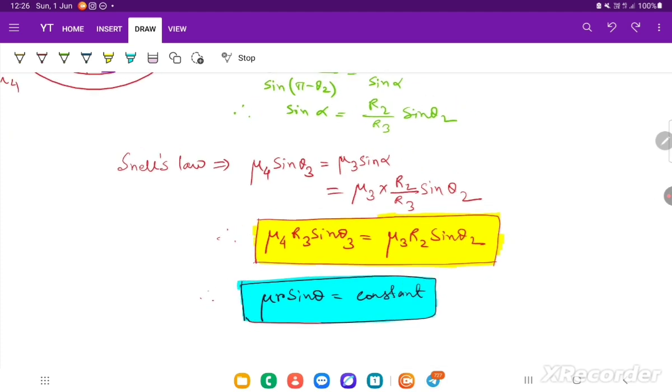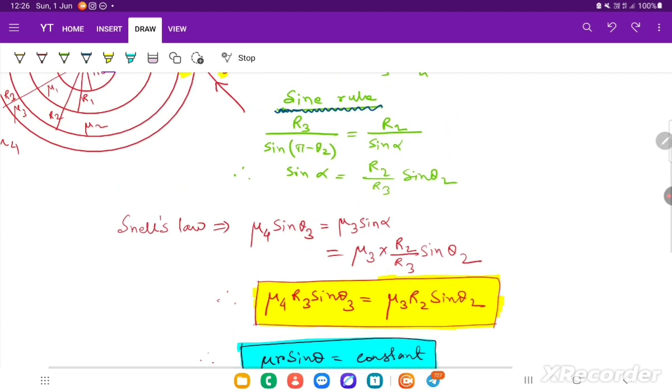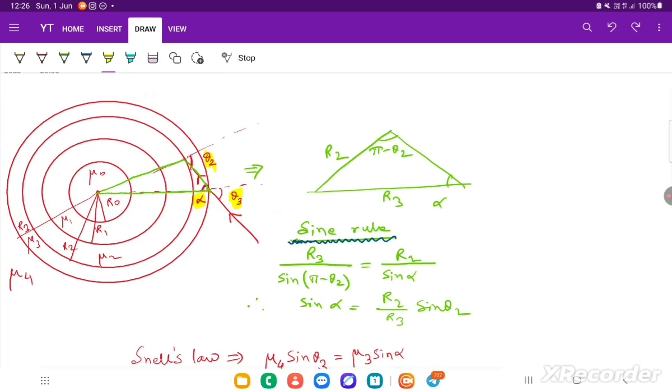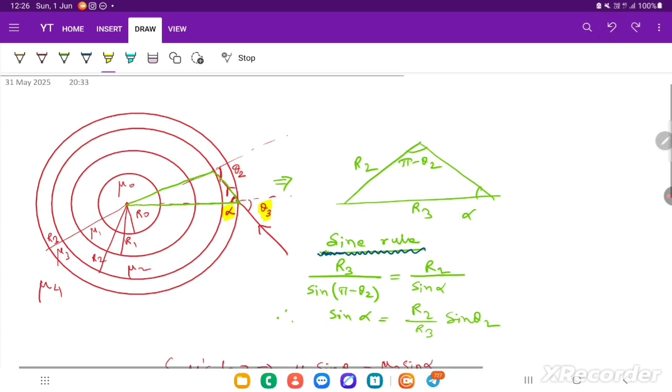Now I will try to substitute for sine alpha. So what can I do? I have marked one green triangle in this figure. In that green triangle, this angle is alpha as already shown, and this angle will be pi minus θ2, because this angle is θ2, the angle of incidence for the next medium. The other side of that line will contain pi minus θ2.